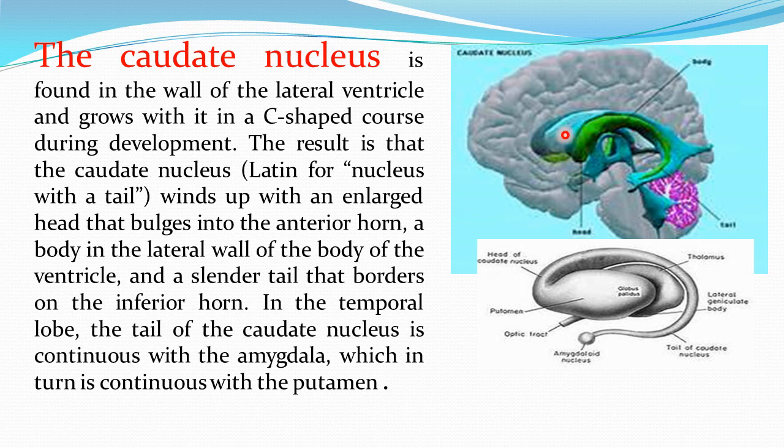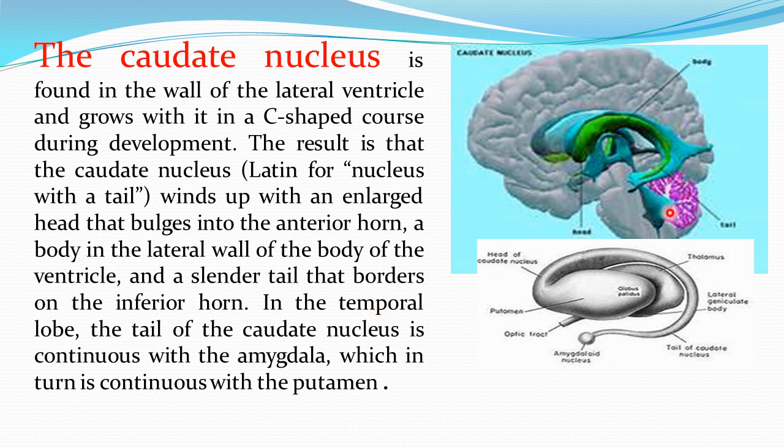See, this is the lateral ventricle and the green one is the caudate nucleus. See here, the head lies in the floor of the anterior horn, the body in the floor of the body of the ventricle, and the tail winds round along the inferior horn. It forms the roof of the inferior horn. Any confusion? These two structures form the floor of part of the ventricle and this tail is forming the roof of the inferior horn.